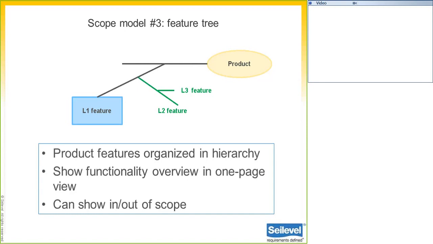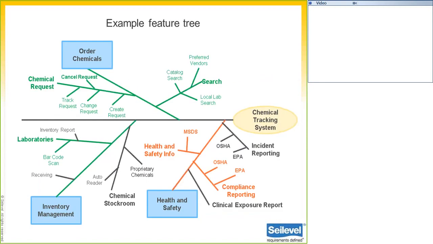And I will flash up here a real quick example of our chemical tracking system. This gives you a much better idea than my template showed you a minute ago of what a feature tree might look like. And again, this one's using some colors to show different release planning. But again, just a reminder of the syntax here. Order chemicals is an L1 feature with search and chemical request as L2 features off of that. And you can see those are the branch lines coming off of that L1 feature line. And then there's lots of different L3 features off of that. So again, really useful tool, and you can get creative about how you might use it.